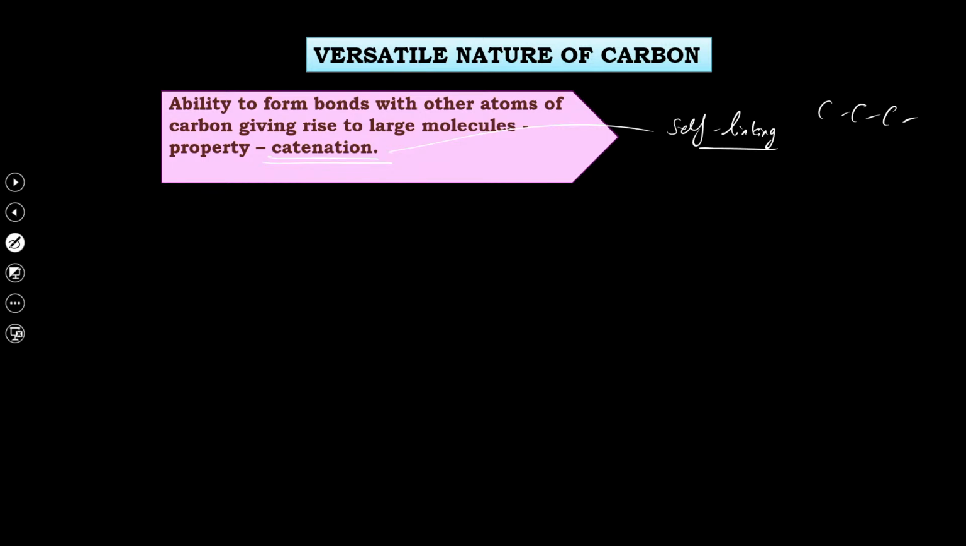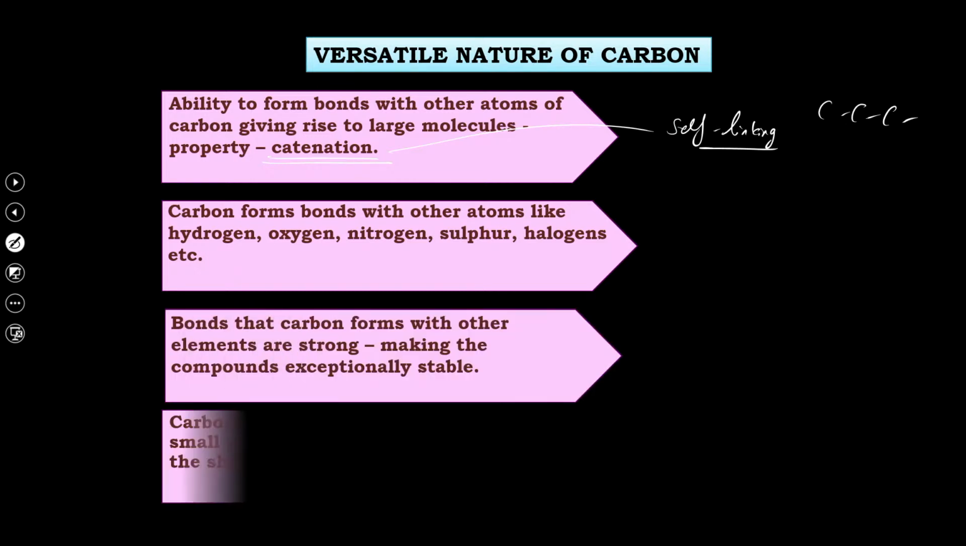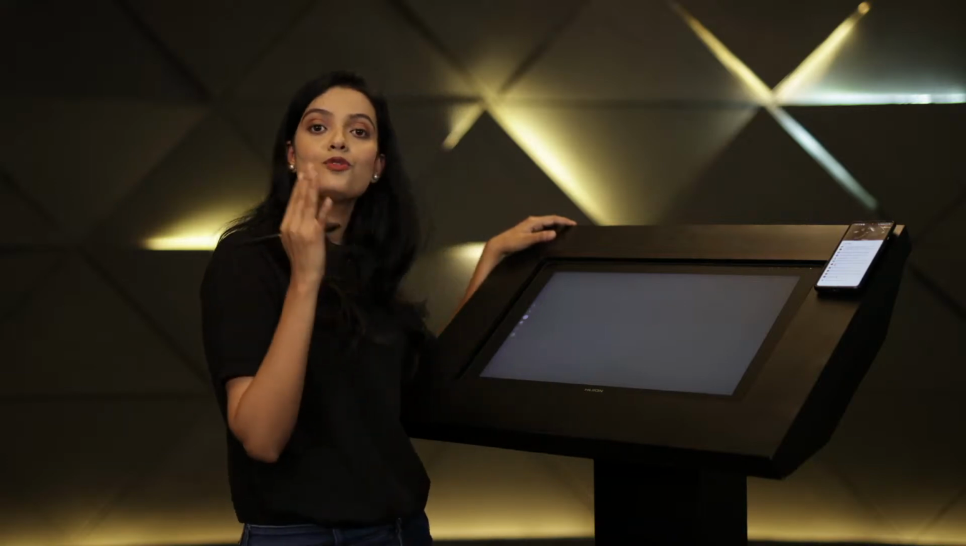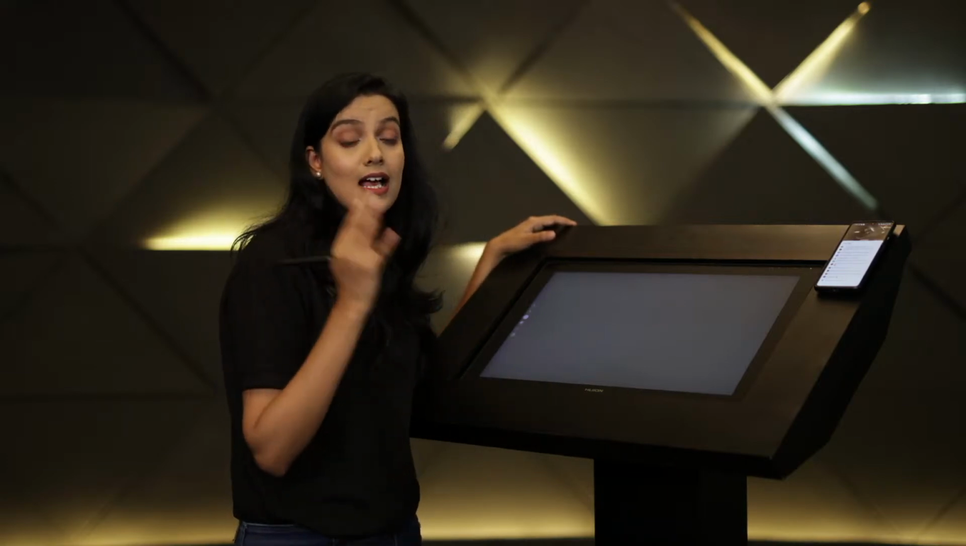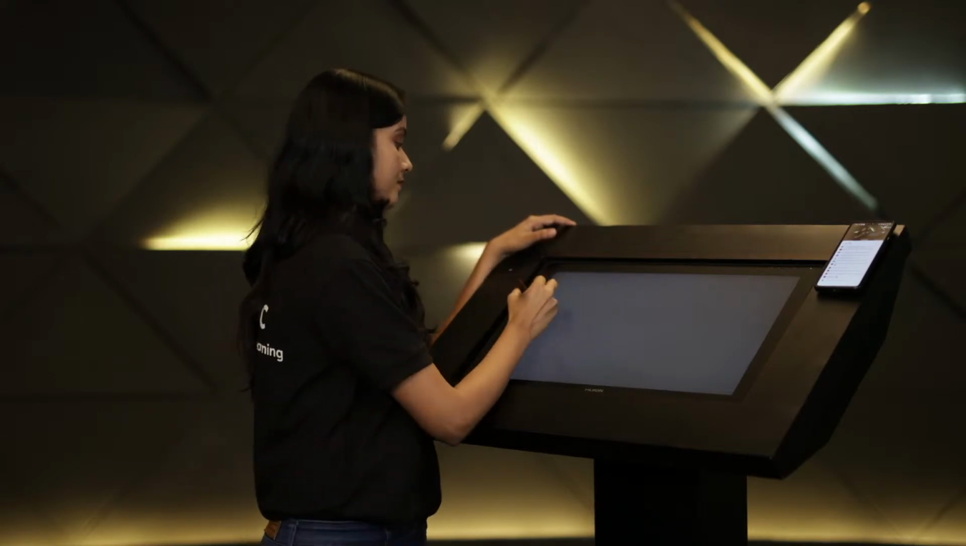Okay. And the next property is that carbon can form bonds with other atoms like hydrogen, oxygen, nitrogen, and form multiple types of compounds. Now, whenever carbon forms a bond with another atom, the bond formed will be strongest and the molecules will be much more stable. Okay.